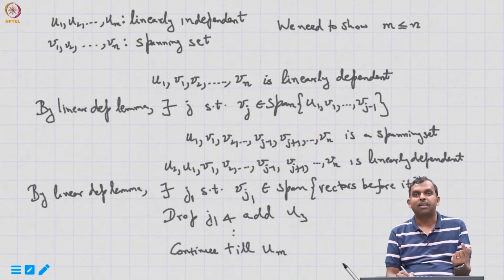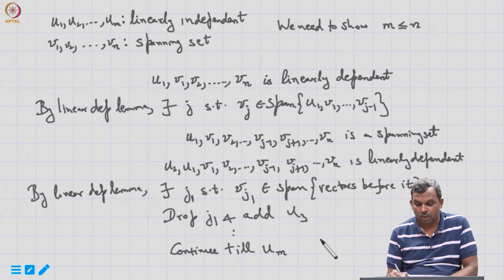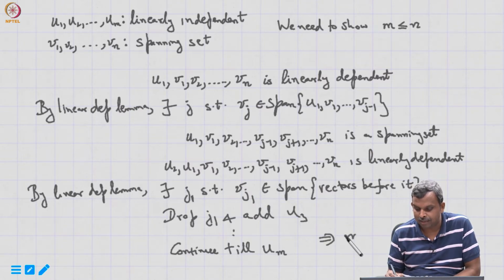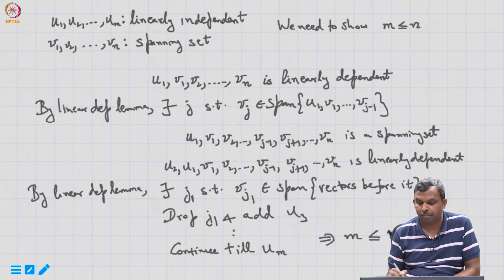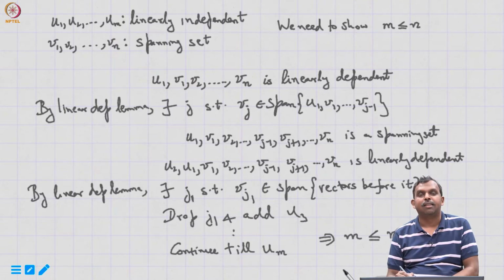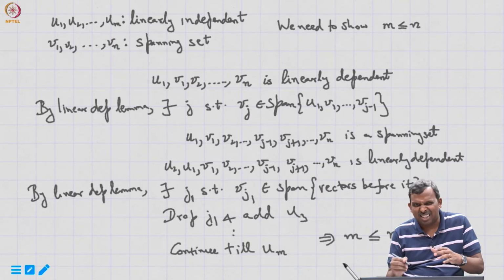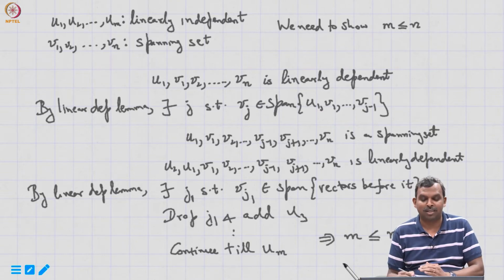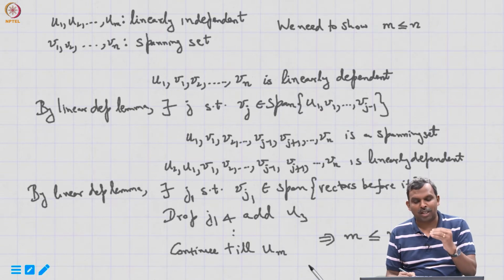So what does that mean? Right? And finally, I was able to do it all the way up to Um. So that implies m is less than or equal to n. Okay. Think about that once again. It was a slightly complicated sequence. So there is a stepwise way in which we are proceeding. In every step, we are adding a U and dropping a V.